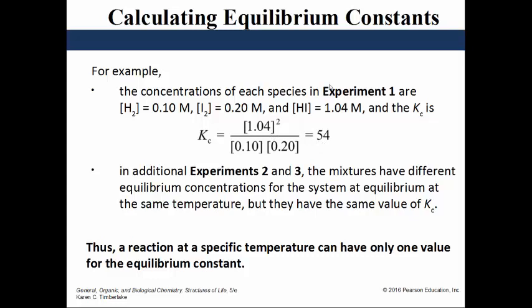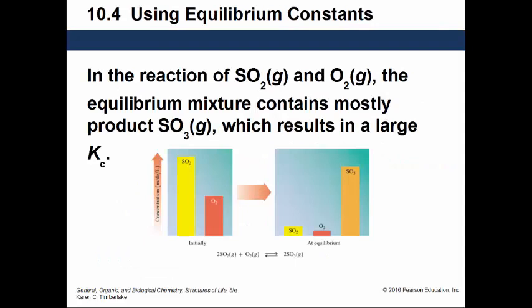So a reaction at any specific temperature can only have one value for the equilibrium constant. The temperature does not change equilibrium constant. It may change the rate of the reaction, but temperature does not impact the equilibrium constant. All right, given another reaction here, 2SO2 gas plus oxygen gas will give you 2 moles of SO3. For this reaction, your result is a higher amount of product here than there was in the first experiment that we just saw. So this high amount of product will give you a very large value for the equilibrium constant.